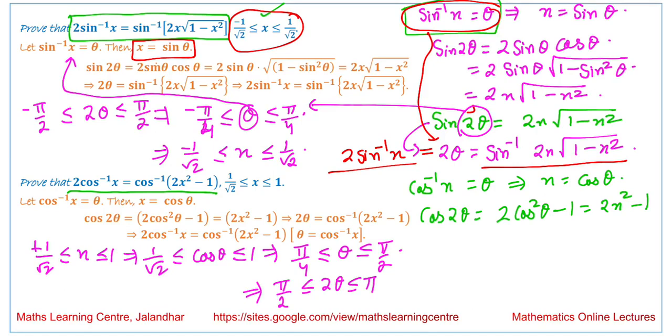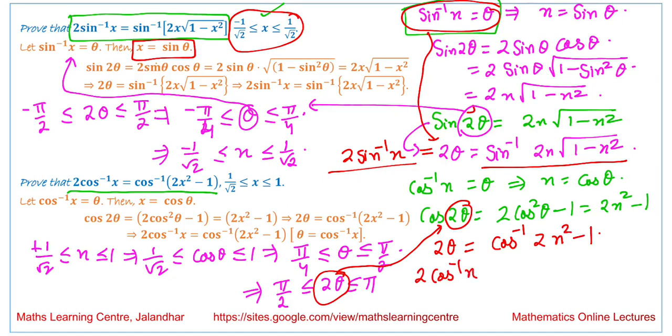So this value of 2 theta lies in the principal value range. So we can write 2 theta is equal to cos inverse of 2x square minus 1. Now in place of theta we write cos inverse of x. So we get 2 cos inverse of x is equal to cos inverse of 2x square minus 1 when this condition is given to us.